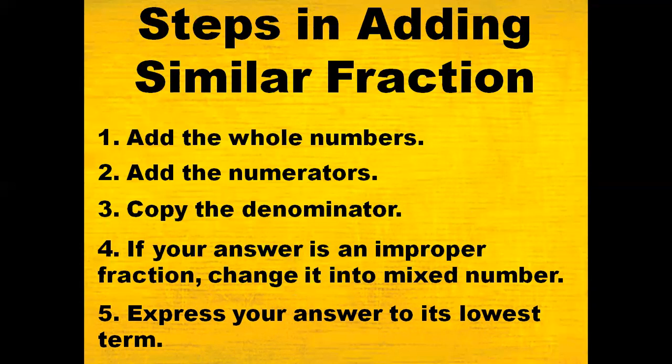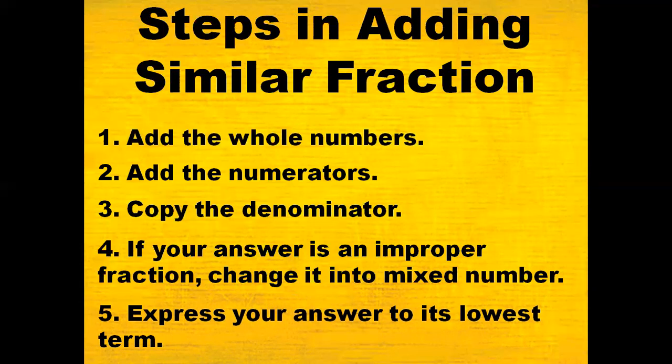Again, what are the steps in adding similar fractions? First, add the whole numbers. If the given fraction is a mixed number, we have to add the whole numbers first. Second, add the numerators. Third, copy the denominator. Fourth, if your answer is an improper fraction, change it into a mixed number. And last, express your answer in its lowest term.